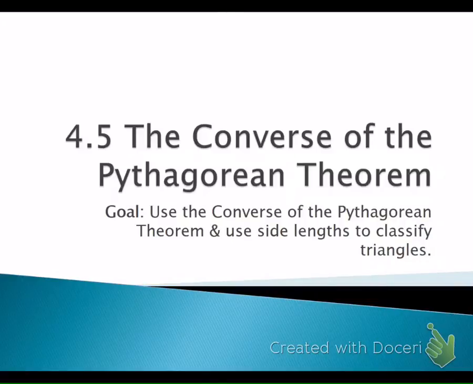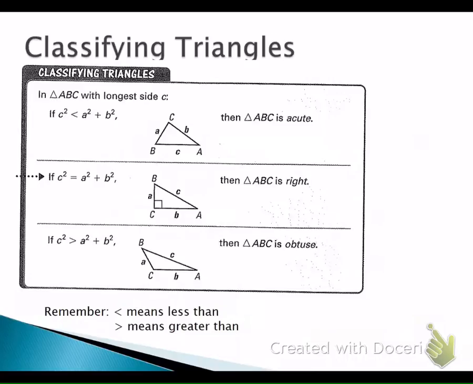Today we're going to start with the a squared, b squared, c squared part. If they're equal, we're going to say it's a right triangle. If they're not equal, we're going to decide if it's acute or obtuse. So it's kind of the flip-flop. I'm going to give you the A, B, and C, and you're going to decide what kind of triangle it is.